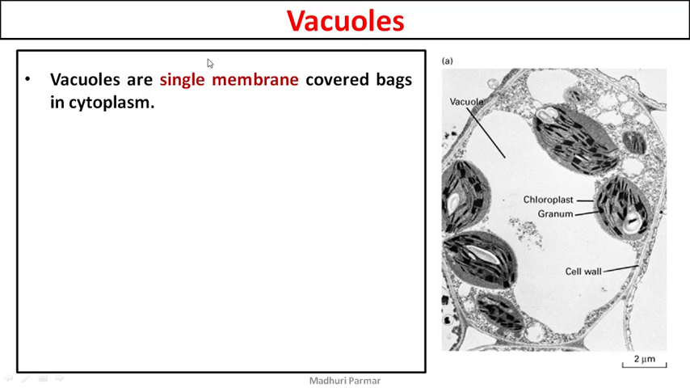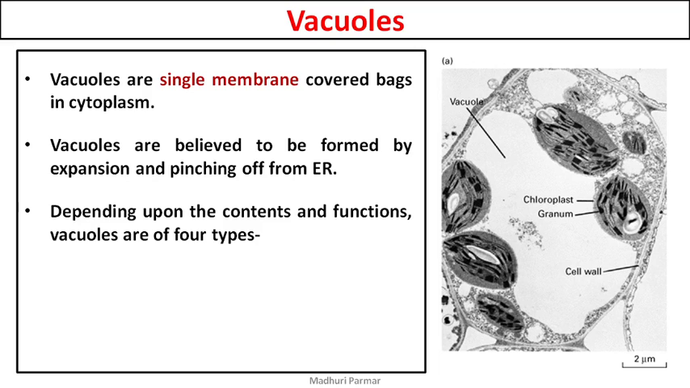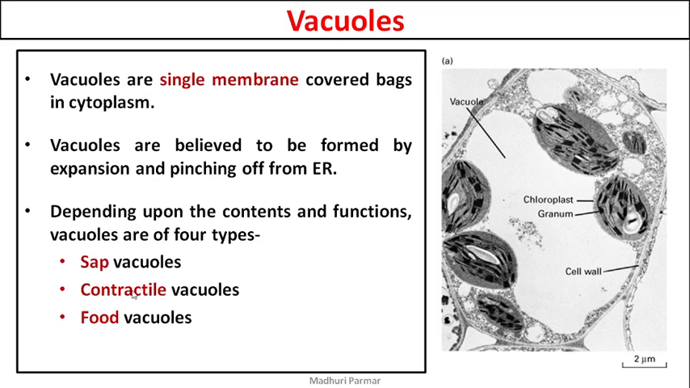Vacuoles are again single membrane covered bags in cytoplasm. They are believed to be formed by expansion and pinching off from endoplasmic reticulum. Depending on the contents and function, vacuoles can be of 4 types. You can have sap vacuoles, contractile vacuole, food vacuole, or air vacuole.